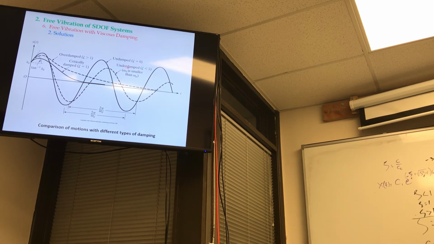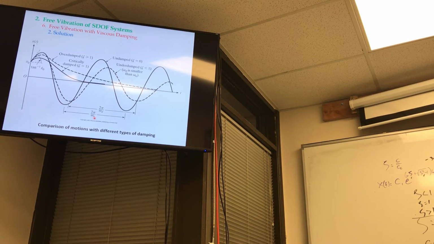The next one is the underdamped, where you have zeta less than 1. So it's this one. You see what is happening? You're still oscillating, but the amplitude is dropping, getting smaller, diminishing. The other thing you should notice is that the period between here and here is different than the period associated with this one. It's 2 pi over omega d, and this one is 2 pi over omega n.